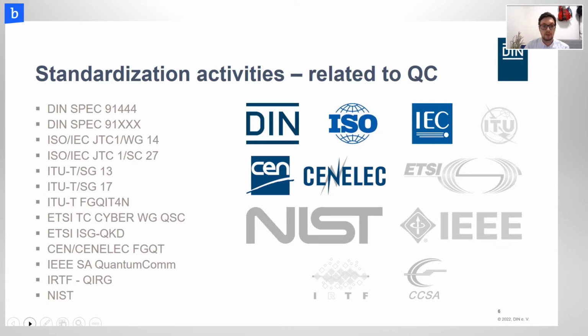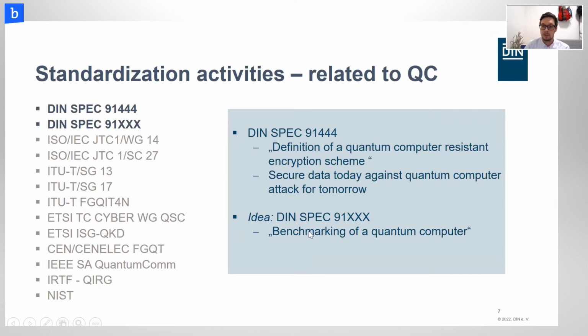For example, we have some first documents ready at DIN at the national level, for example, the DIN SPEC 91444 with the title definition of a quantum computer resistant encryption scheme, which specifies an algorithm to secure your data today against quantum computing attacks for tomorrow. And we have also a standardization idea at the moment for the benchmarking of quantum computers. If you're interested here, you can contact me afterwards and maybe we can work together on this item.